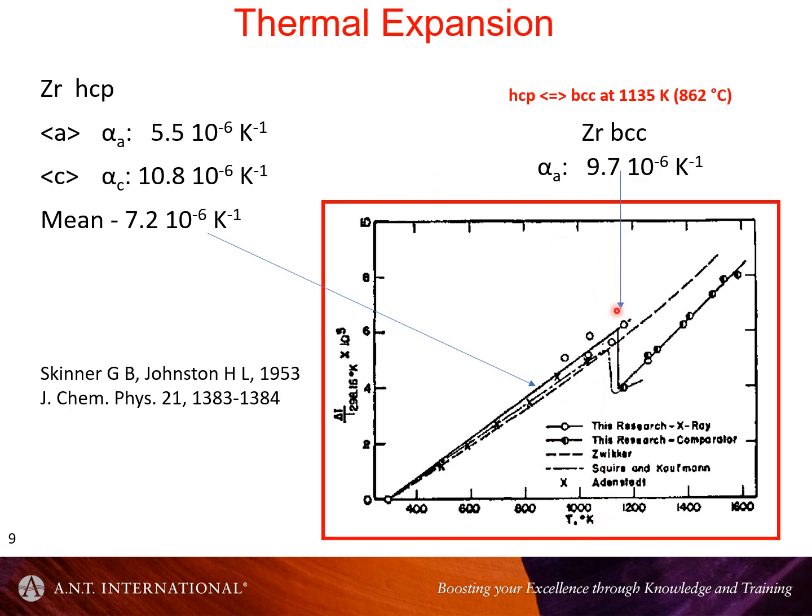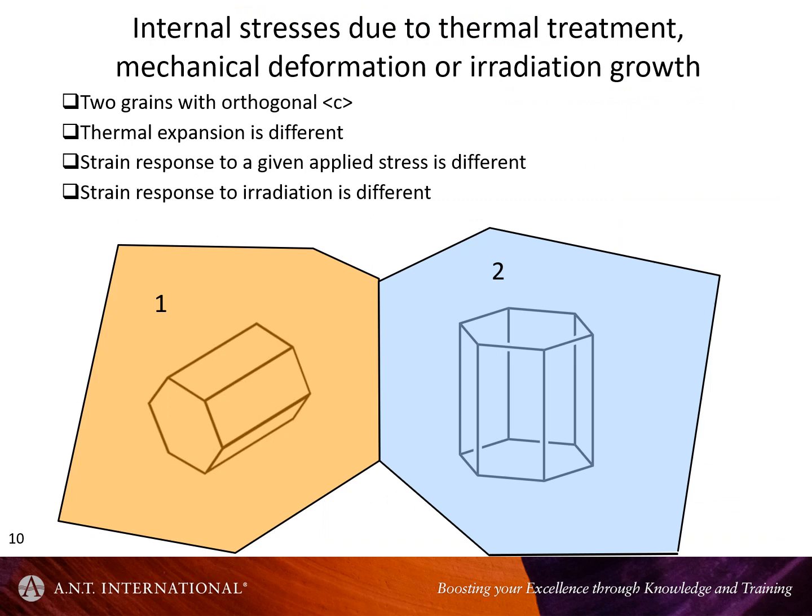As we increase in temperature, at some point the material for zirconium becomes, it's an allotropic transformation to the body-centered cubic, and that has a thermal expansion coefficient which is closer to the C-axis. So what is this?